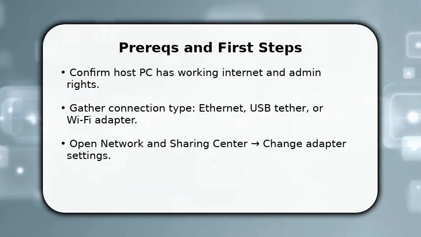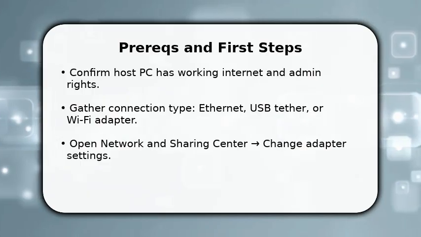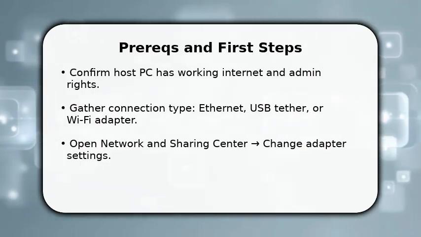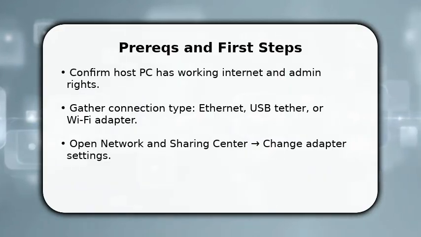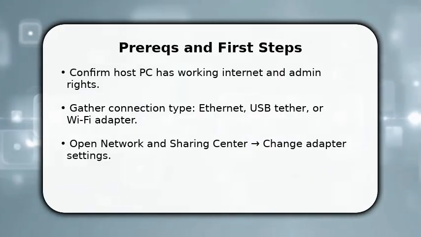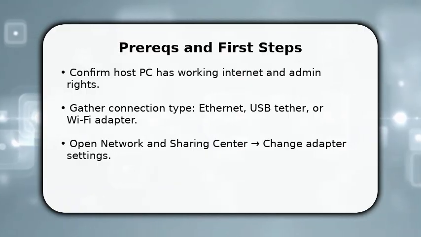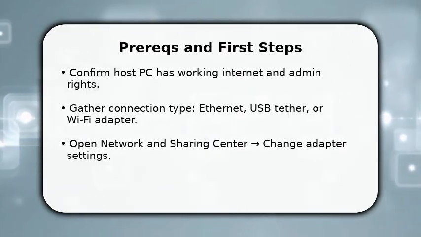From there, click Change Adapter Settings to view network interfaces. This is where you enable sharing. Make sure you identify the interface that currently provides internet versus the one you'll share to. You do this now, so Windows can bridge or host the connection correctly.